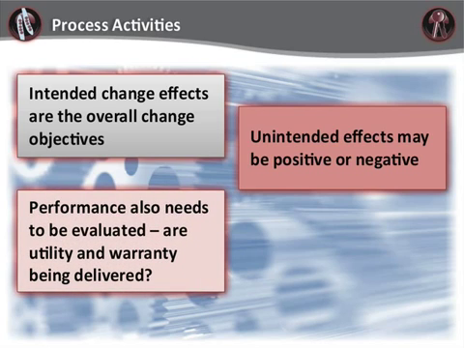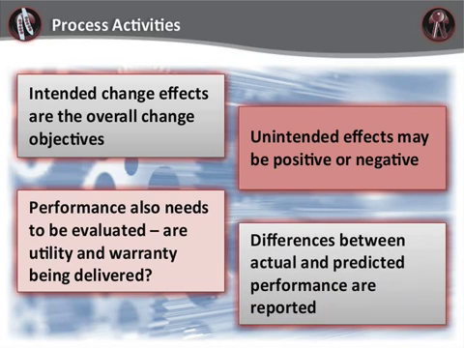Equally, performance needs to be evaluated. Performance measures if the utility and warranty of the service are being delivered. The prediction may have been that invoice production would increase, but this needs to be confirmed. It may be, for example, that the current infrastructure is unable to deliver the warranty levels required for the change to be successful. Any differences between predicted and actual performance will be recorded in a deviations report.